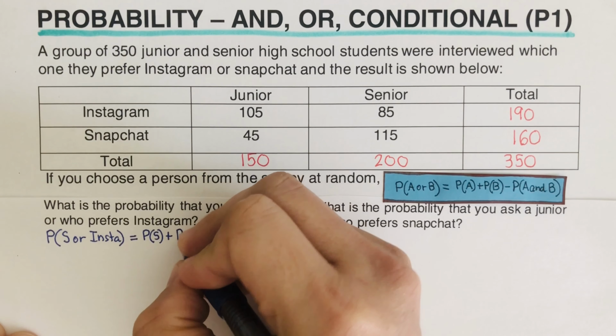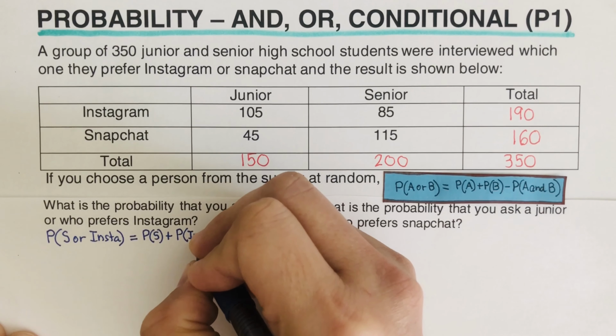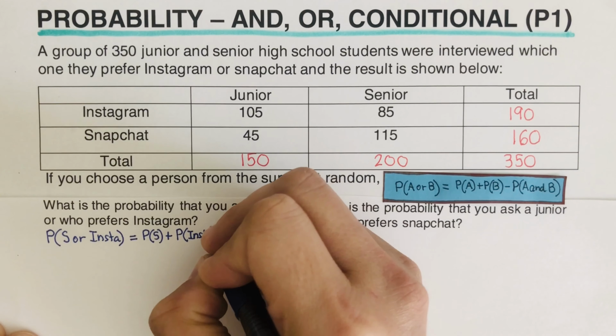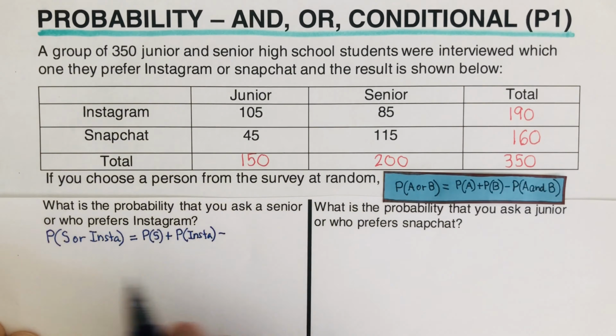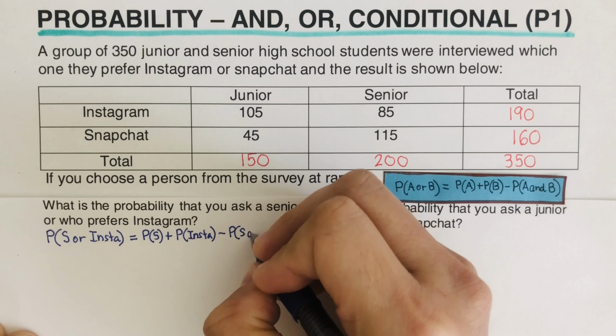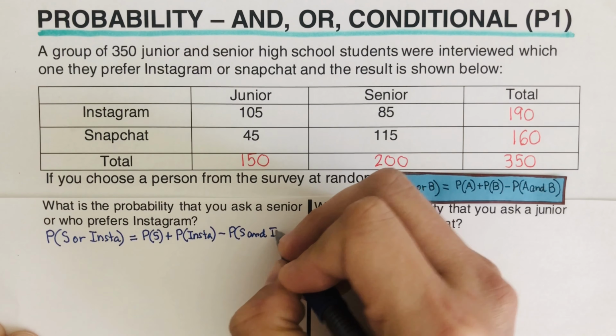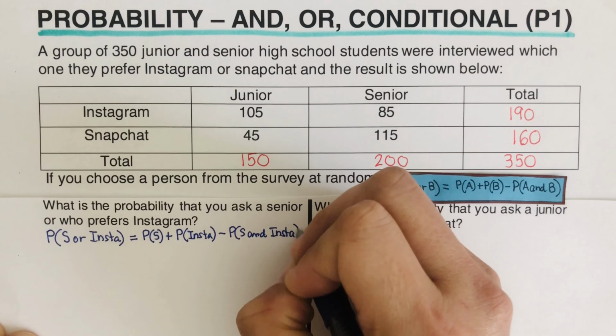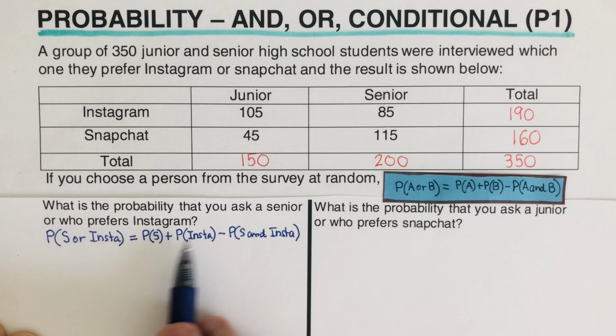So the probability that they prefer Instagram, and then minus probability of A and B. So that would be probability of senior and prefers Instagram. So this is the equation. So we are going to plug in values.